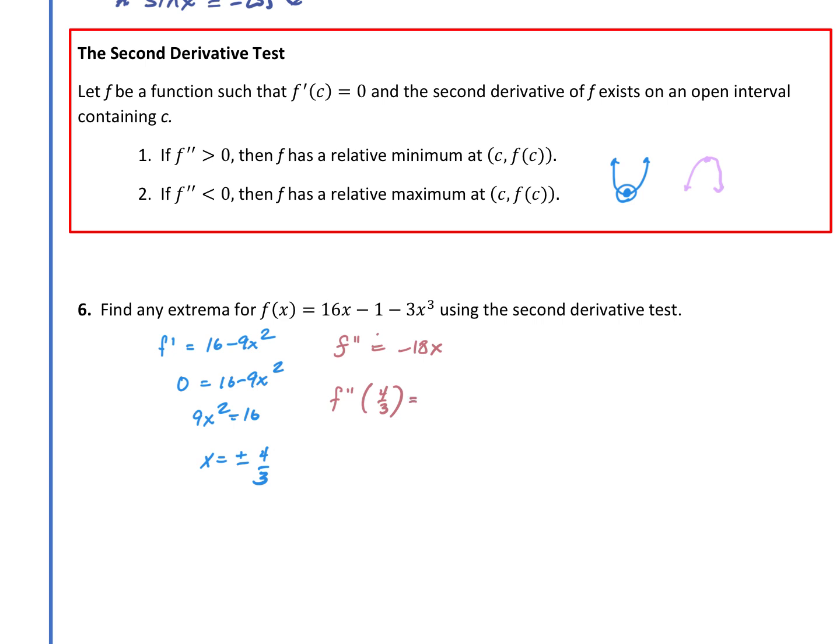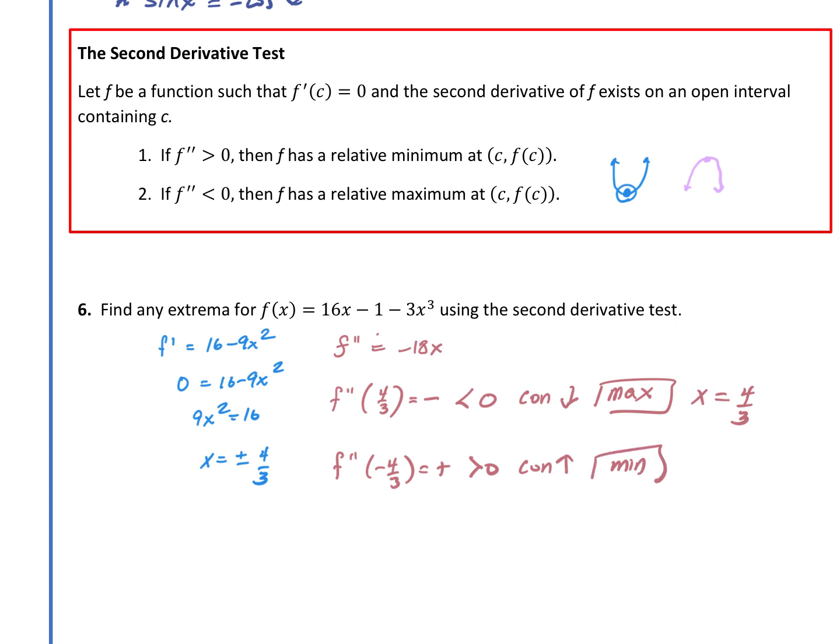So again, you don't have to get a value. All I need to know is if I do negative 18 times 4/3, it's equal to a negative number, so it's less than 0. So it's concave down. Concave down is a maximum. So there's a max at x equals 4/3. f double prime of negative 4/3 is going to be positive, which is greater than 0. So it's concave up, which makes this a minimum at x equals negative 4/3.